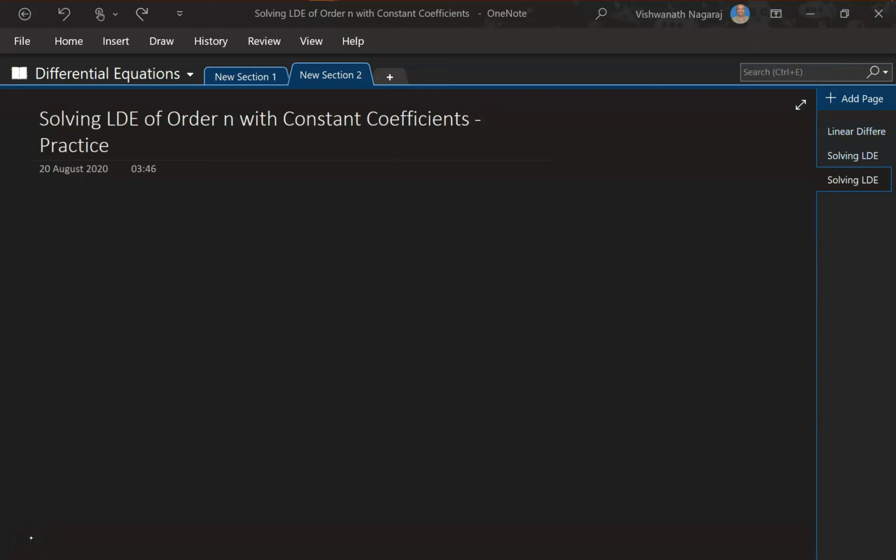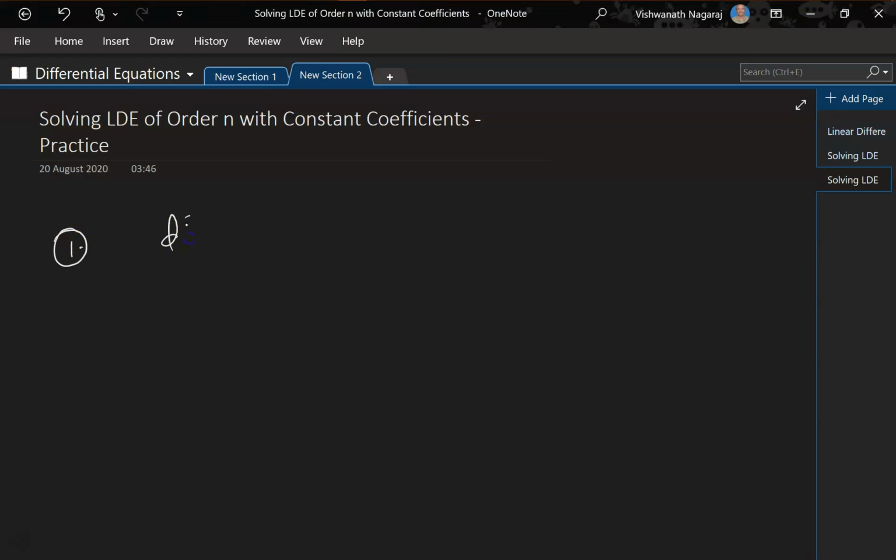In the last session, we saw how to solve linear differential equations of order n with constant coefficients. But we looked at it more theoretically. So now let's actually solve some problems.